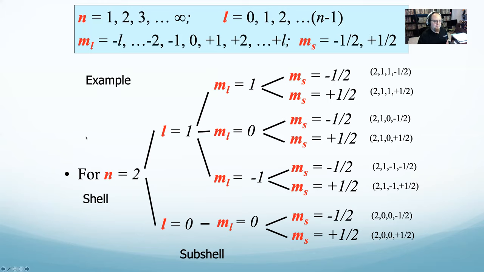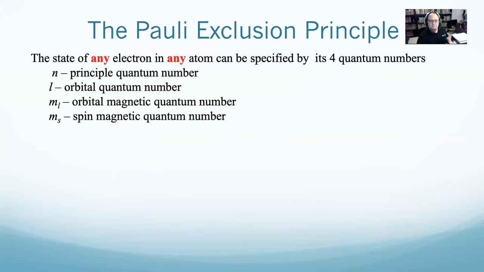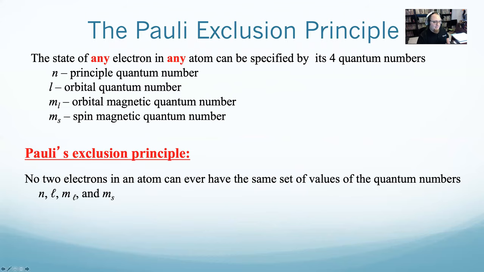But in general, the state of any electron in any atom can be specified by its full quantum numbers: n, l, m sub l, m sub s. And to go one step further, a man, blanking on his first name, there was that one slide where I had pictures of everyone, I put him up, he was there. I think it's Wolfgang, I want to say it's Wolfgang, but Pauli. A man whose last name was Pauli actually wrote something called the Pauli exclusion principle. And he says, no two electrons in an atom can ever have the same set of values of quantum numbers.